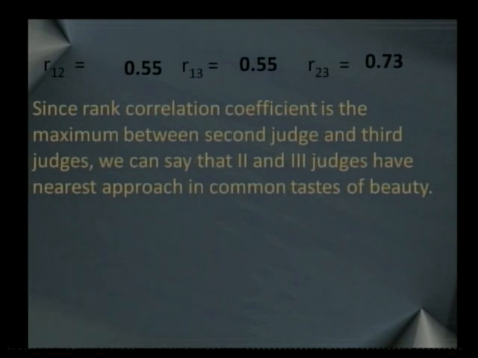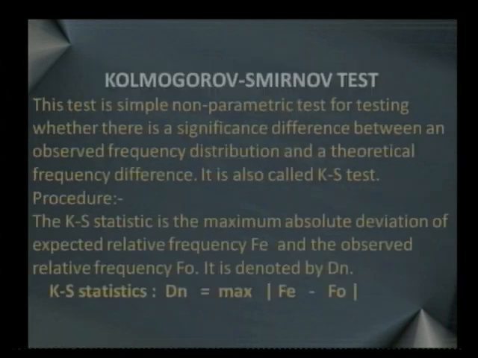So what will you say? The rank correlation coefficient is maximum between the second and third judge. Why? Because the second and third judge have the nearest approach in common, by calculating and applying the formula we get this. So this is Spearman's rank test. Now the next test is the Kolmogorov-Smirnov test.